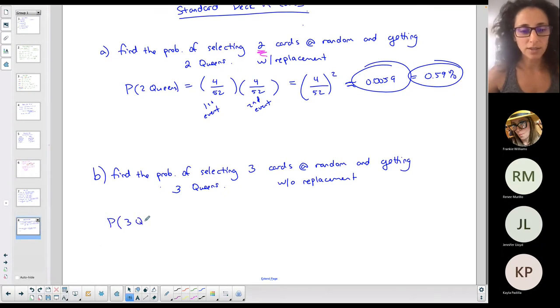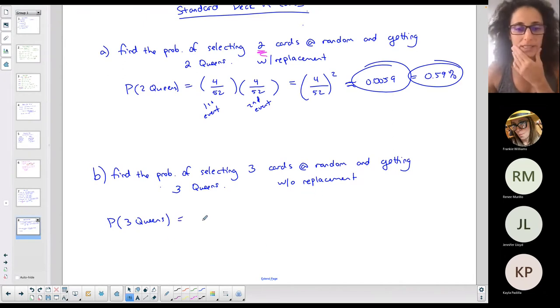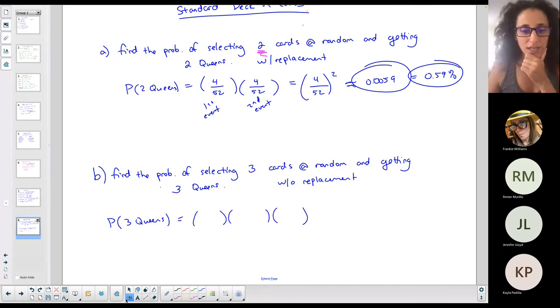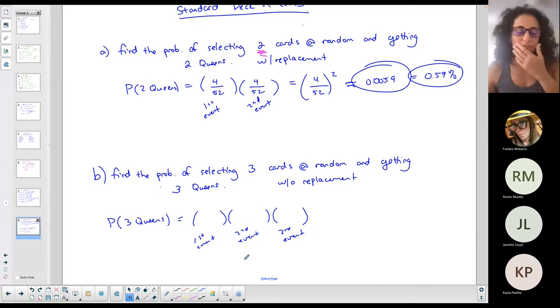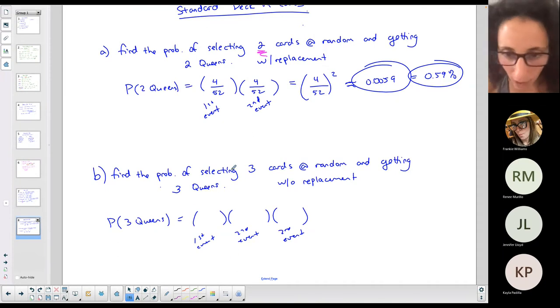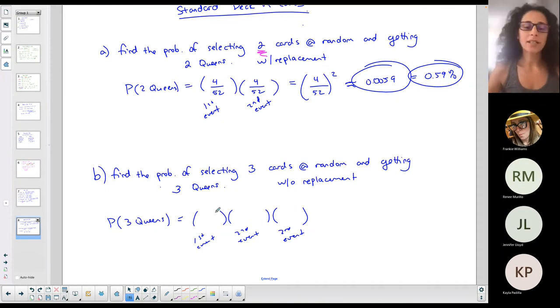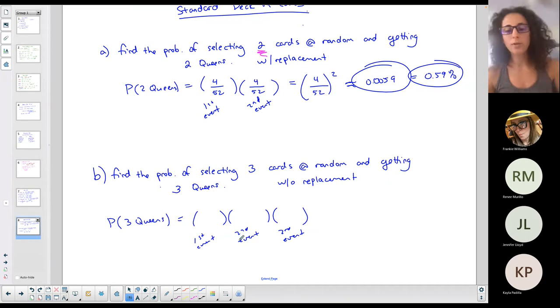So the probability of getting three queens, but without replacement. So the dependent event. Now I'm expecting the probability to be affected. Because I'm selecting three, I should have three parentheses. This is the first event, the second event, and then the third, right? I'm not going to write this every time. I go to my standard deck of cards, and because I'm selecting more than one, I know I'm going to multiply. And because I'm selecting three, I'm going to have three parentheses to represent each card. And without replacement, now I know the probability is affected, so it's going to change. They're dependent events. I can't represent it like this because each one of these fractions is going to be different.